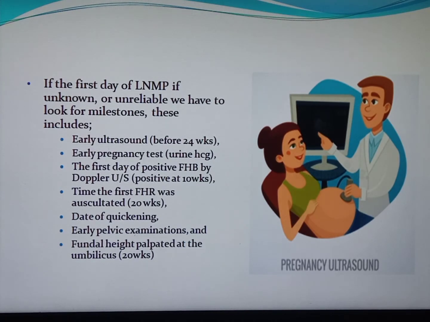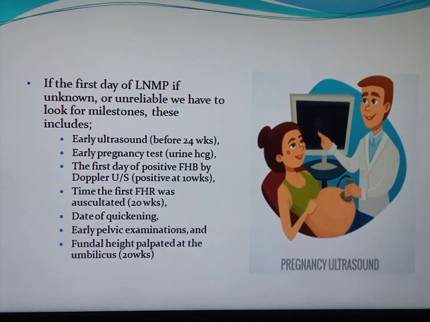If the woman remembered the first date of a positive urine HCG test, we can use it to estimate the gestational age. If 36 weeks have passed, we say this pregnancy is grossly term. The first date of fetal heartbeat positivity by Doppler ultrasound can also be used, because the Doppler is supposed to be positive at 10 weeks. If 30 weeks have passed from the positive Doppler, we say the pregnancy is term.